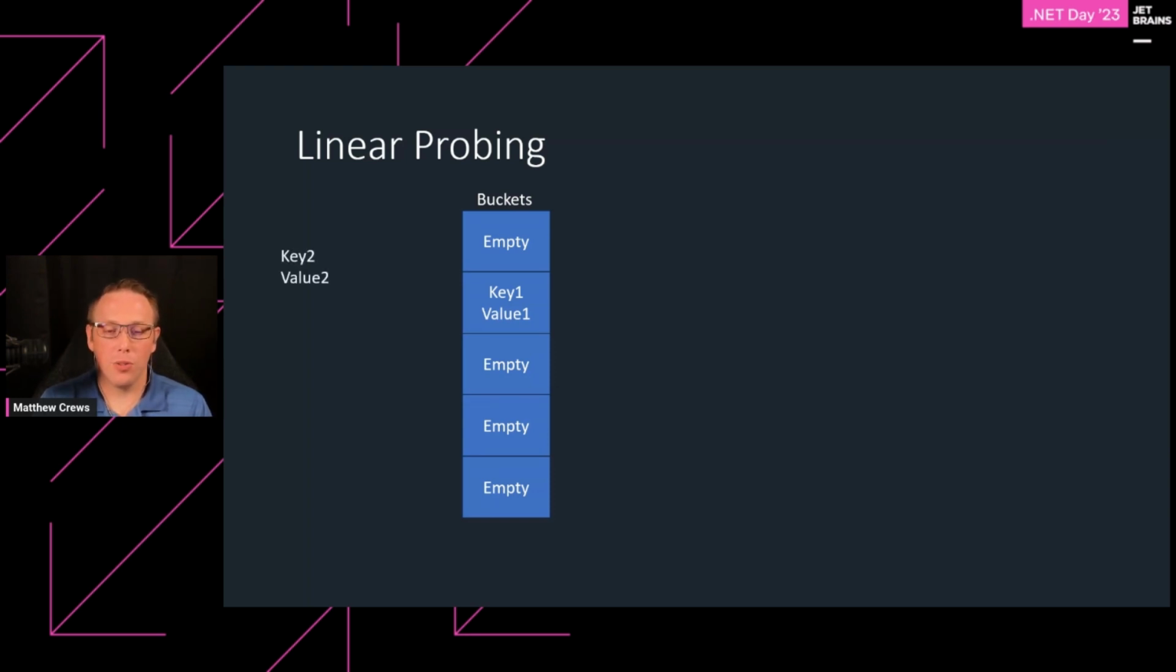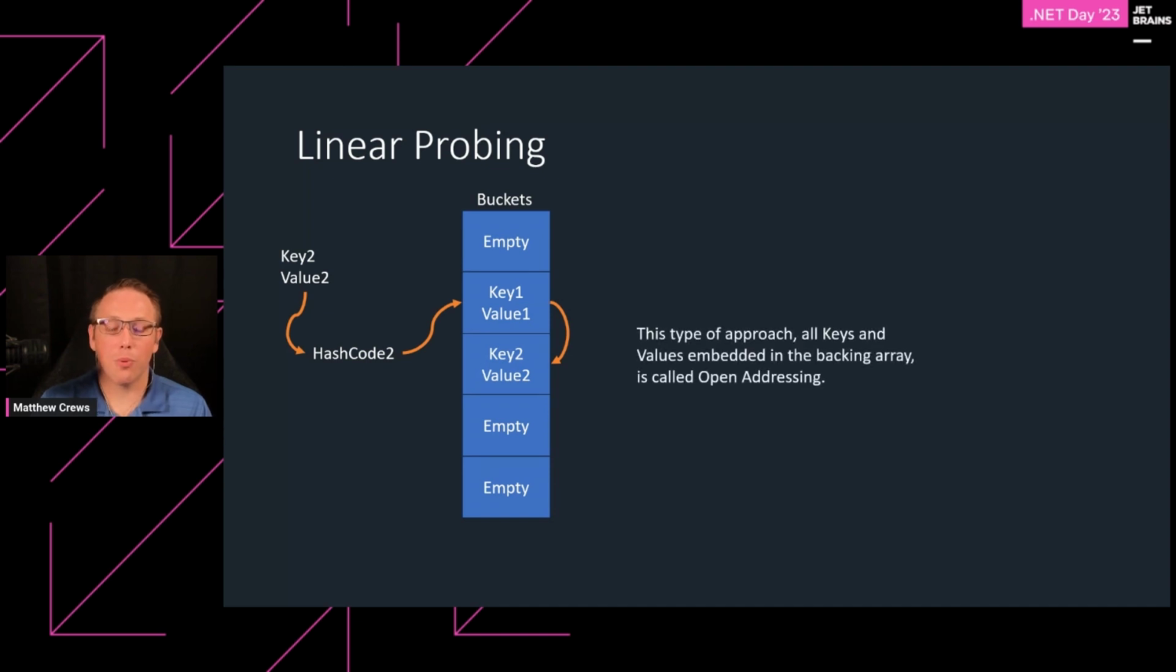So if I have this new key and value that I want to insert, I'm computing the hash code. That hash code maps to a bucket. There's already a key and value in that bucket. So I need to find a spot to put them. So what I do is I search down the array in a linear fashion to find the next available slot. And I will insert it into that next spot. So this approach of embedding the keys and values in the array is called open addressing.